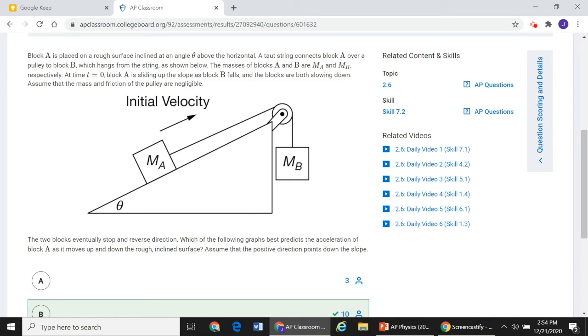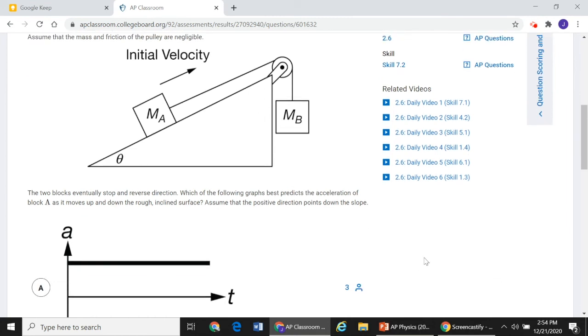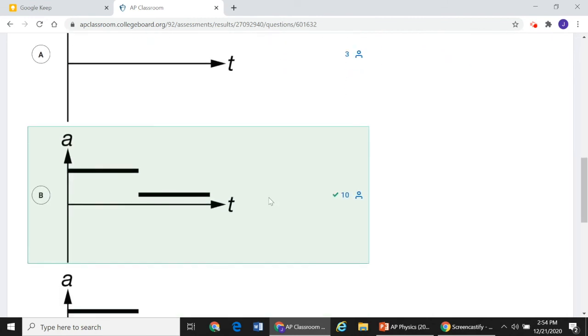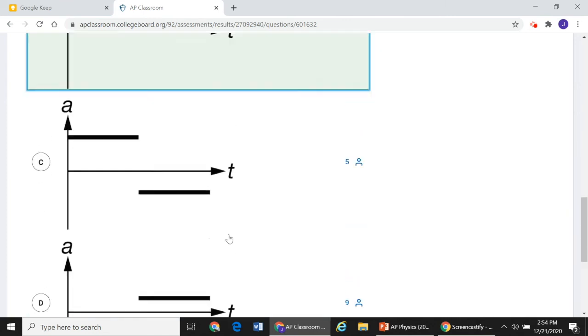At time t0, block A is sliding up the slope as block B falls, and both blocks are slowing down. Assume that mass and friction of the pulley are negligible. The two blocks eventually stop in reverse direction. Which of the following graphs best predicts the acceleration of block A as it moves up and down the rough inclined surface? Assume that positive direction points down the slope. And so the answer here, as is shown by all these graphs, is B.